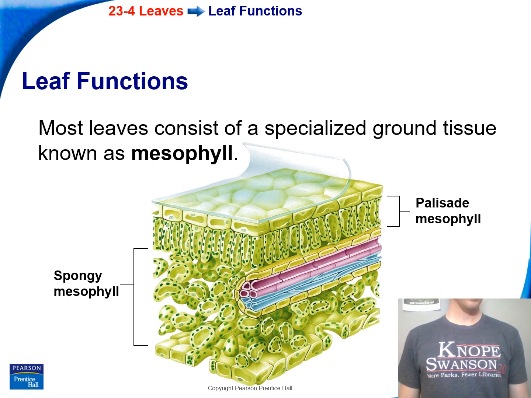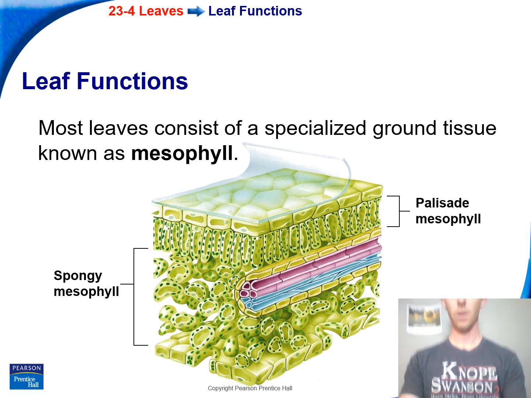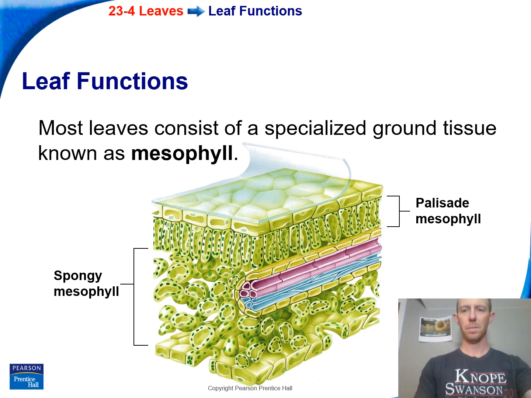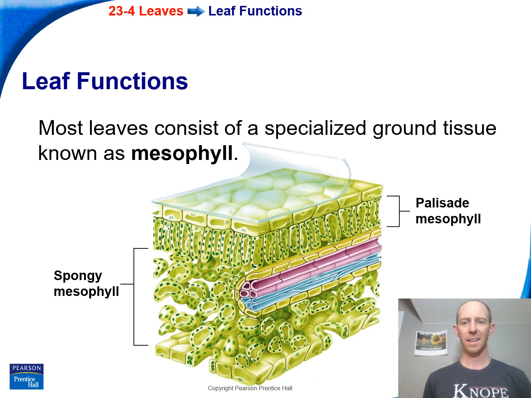Okay, well, we've also got this stuff called mesophyll. In a leaf, ground tissue takes the form of this stuff called mesophyll. So the filler, right? We have a couple types of mesophyll that we see here in a leaf. So we'll talk about the palisade and the spongy mesophyll in the subsequent slides.